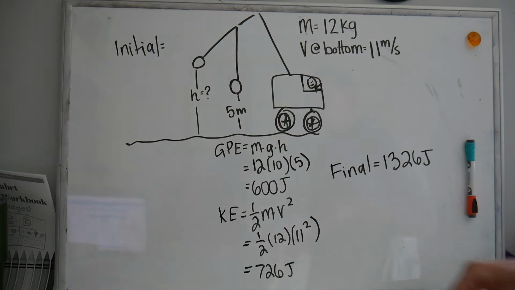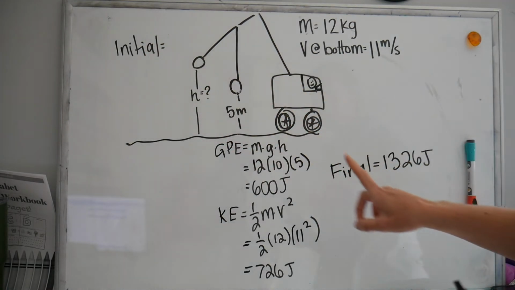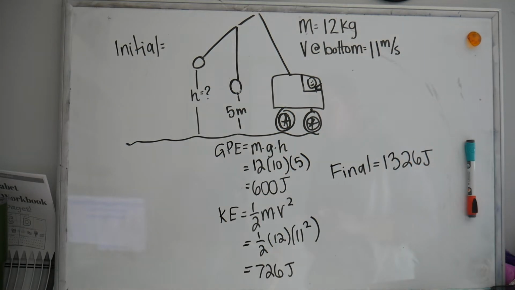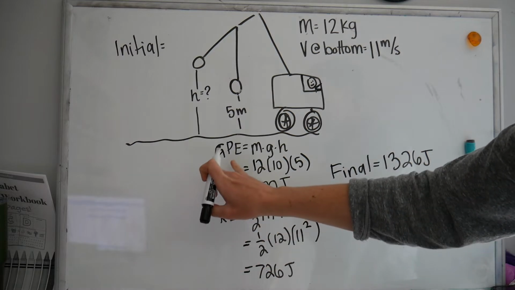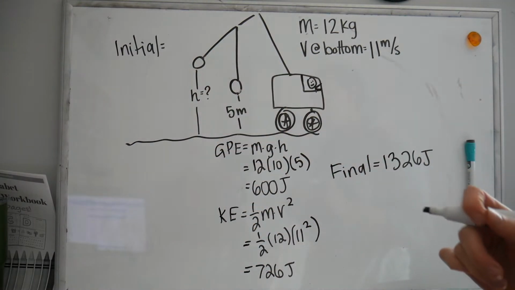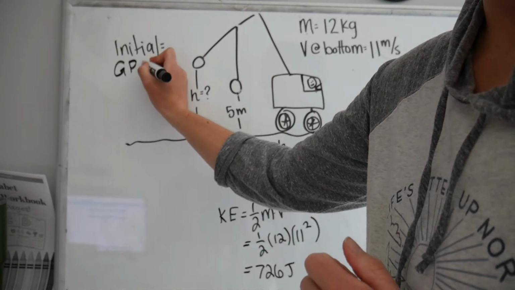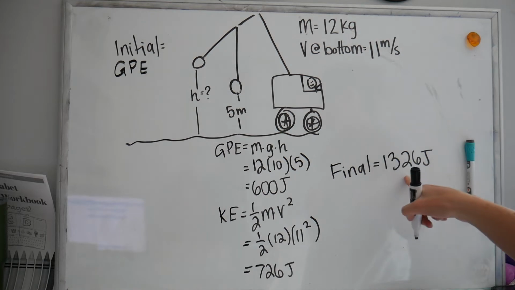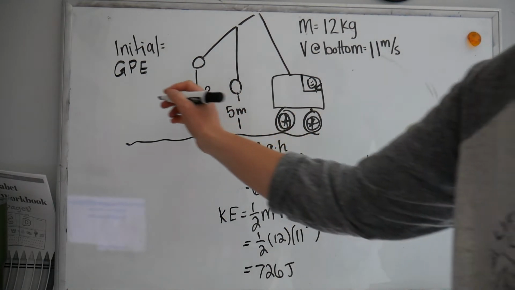Now, energy is great because it can't be created or destroyed. If we don't include any friction or air resistance in its swing, the initial energy has to be the final energy. Now, the initial doesn't have to have kinetic. It could be strictly potential. When they're holding the ball up, it's not moving. So my initial energy is full potential, so GPE. And it's the same as our final, but we had to find this one first. So it's 1326 joules.